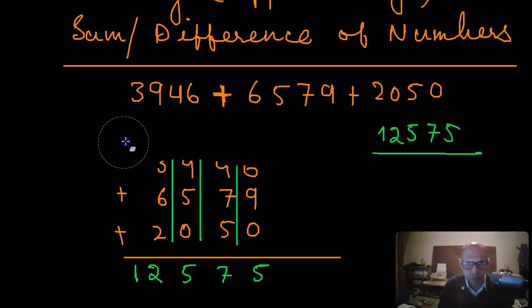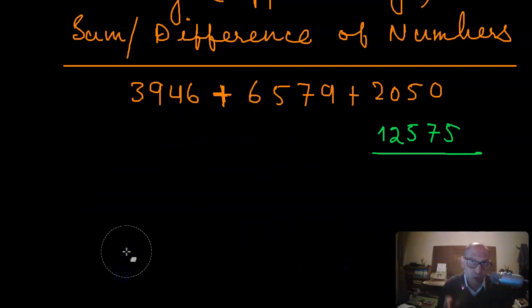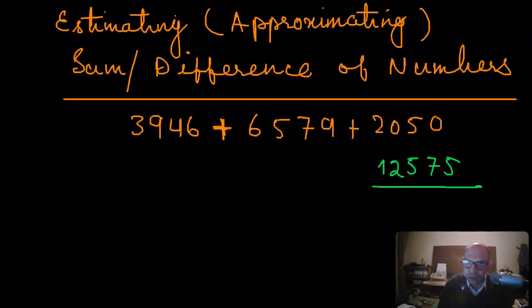You have to write all of the digits in the right columns and then add every digit to the next one, carry the carryover to the next column, and so on until you're done with the calculation. But you would not need to do this actual accurate calculation when you're estimating or approximating this sum.